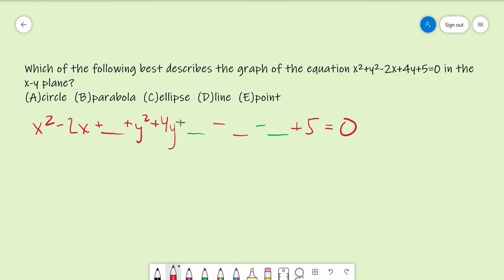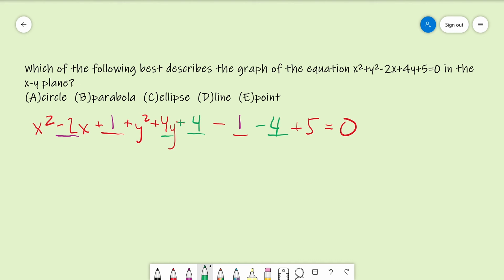So in order to complete the square, we take half of the coefficient of x. In this case, the coefficient of x is -2, half of it is -1, squared makes +1, and we're going to have to subtract that in order to even it out. And the same thing goes for y. The coefficient of y here is 4, so half of 4 is 2, squared makes 4, and we're going to have to subtract that to even it out.